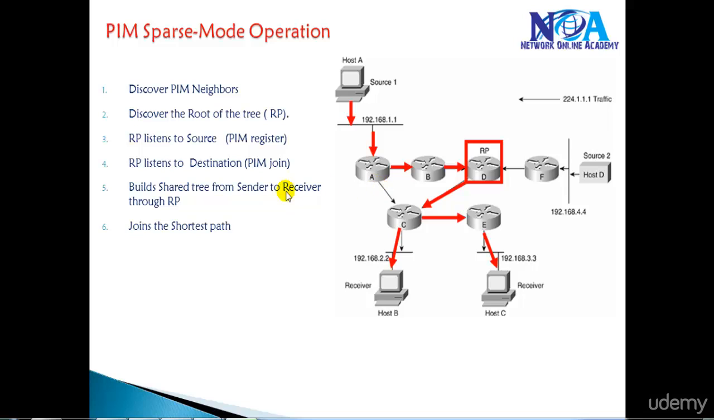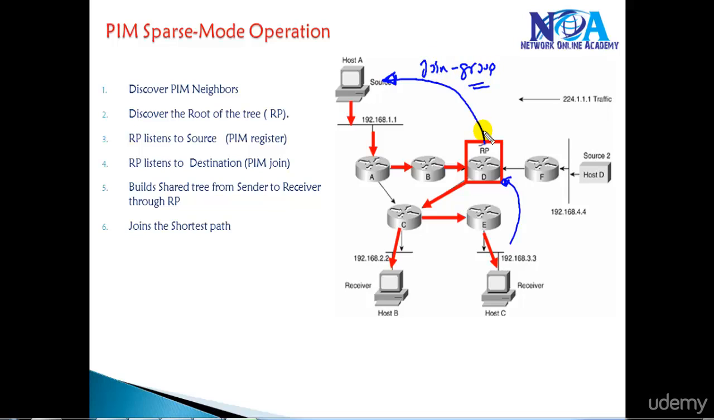Now the next step is, it's going to build a shared tree from sender to receiver through the RP. The RP knows about the sender based on the PIM register messages. The RP also knows about the receiver based on the PIM join messages. Now the RP is going to send a PIM join message up to the source, saying that I want to join this particular group.